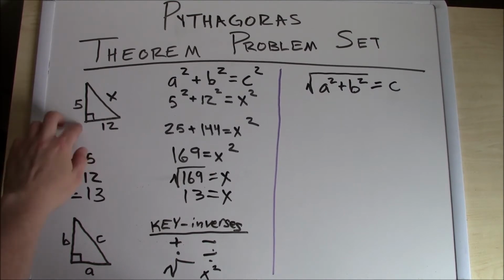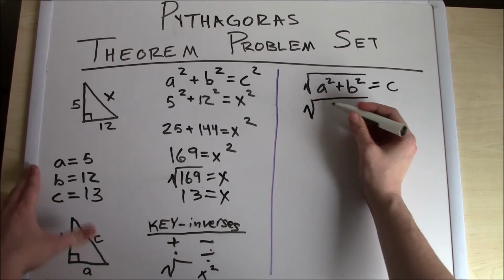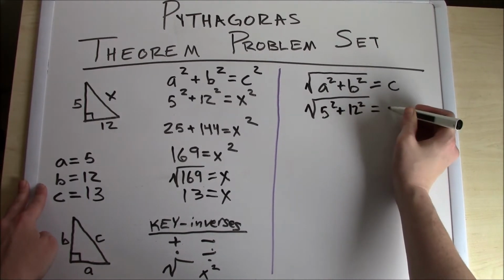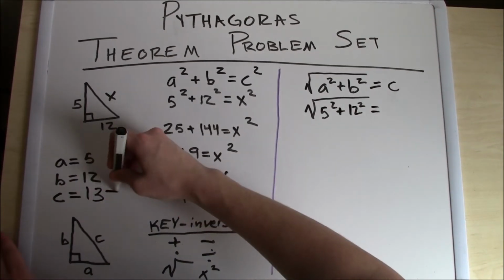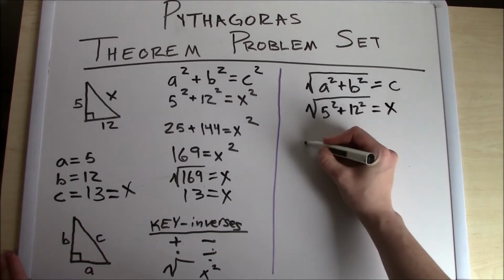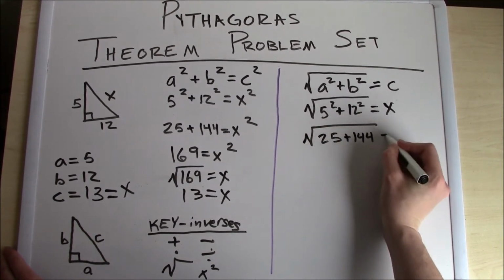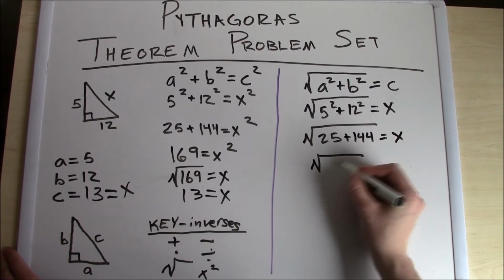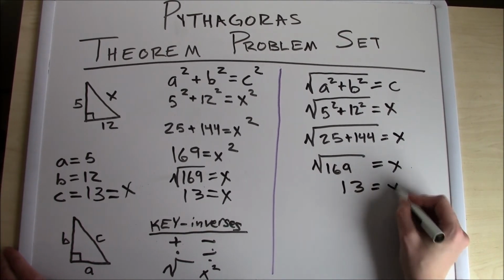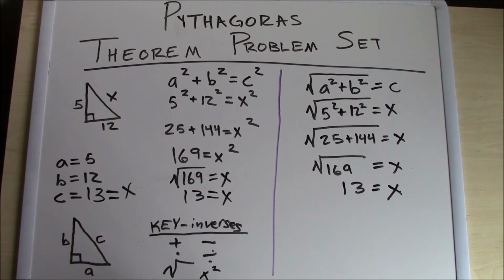So let's try this using the other method. Remember, two sides next to the 90-degree angle, this one works best with. So we're going to do the same thing. We're going to input the values. 5 squared plus 12 squared equals c, which we wrote was x, so we're just going to put x. So we do the same thing. 25 plus 144 equals x. That equals 169. And that equals 13. See, we get the same exact answer no matter which method that we used.